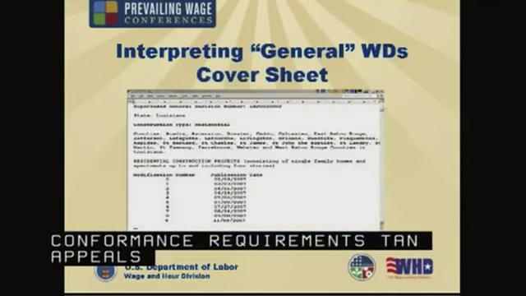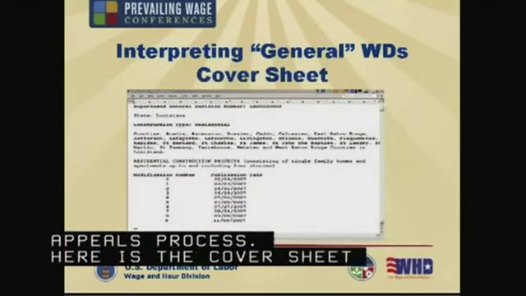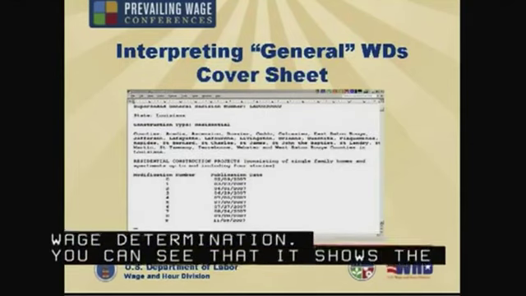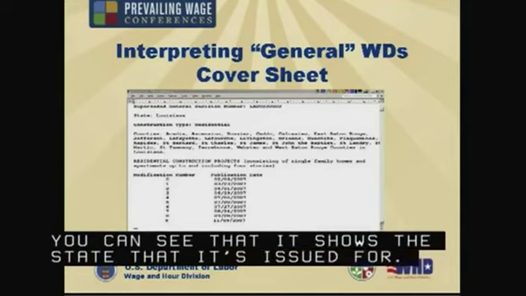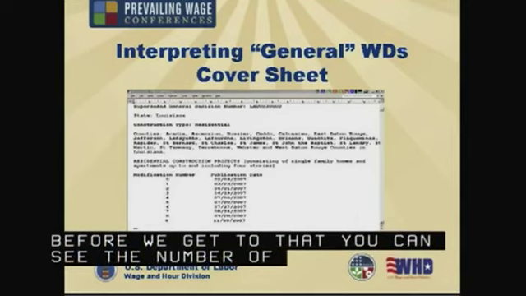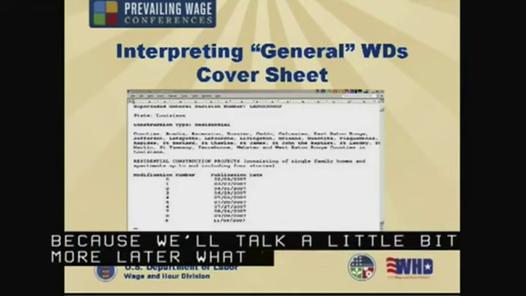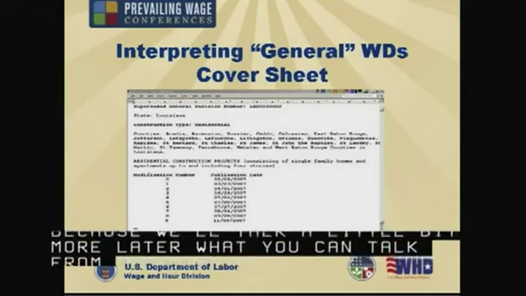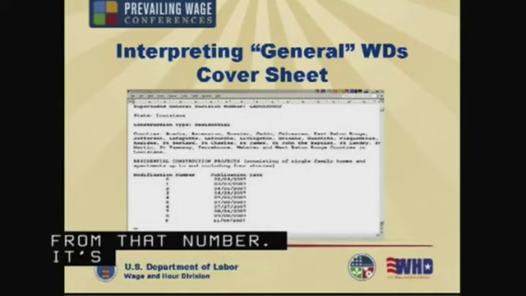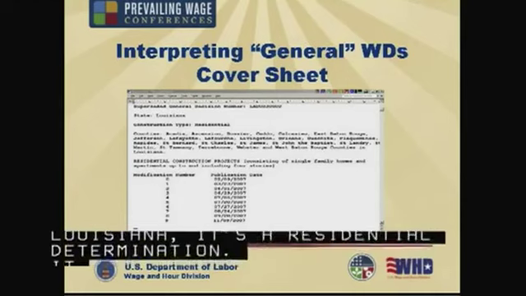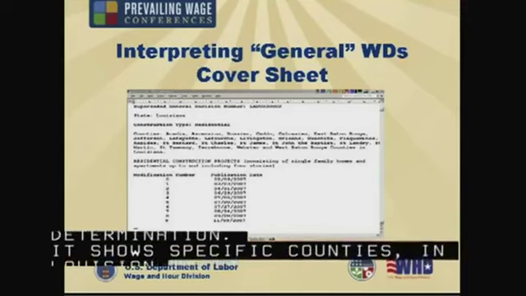Here's the cover sheet of a wage determination. Before we get to the state, you can see the number of the wage determination. That's important because we'll talk more later about what you can tell from that number. It's issued for the state of Louisiana. It's a residential type of wage determination. It shows the specific counties, or in Louisiana they're called parishes, to which this wage determination applies.